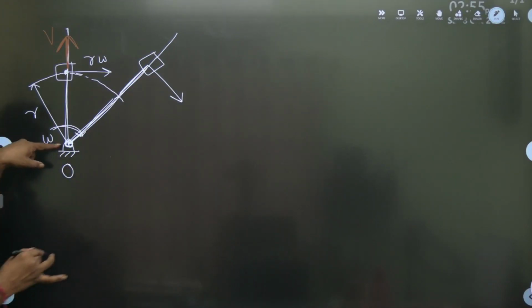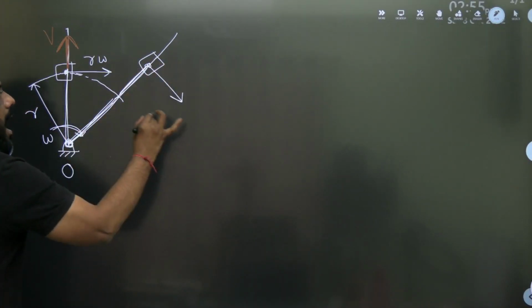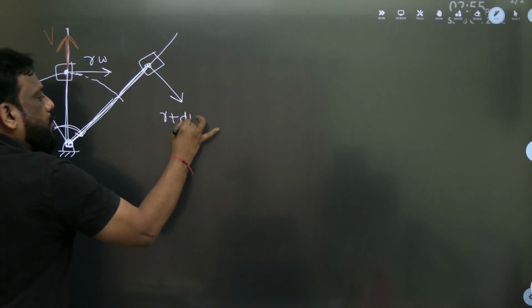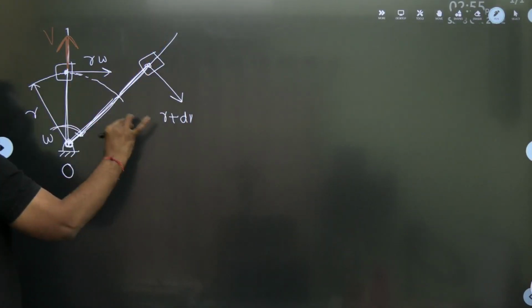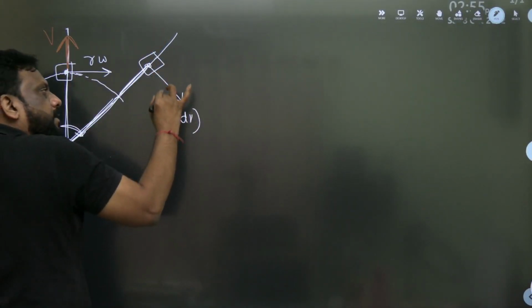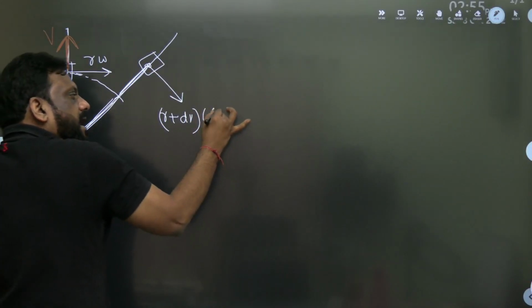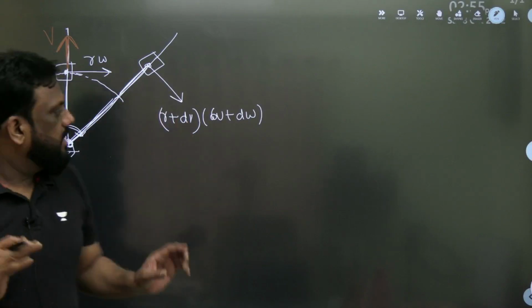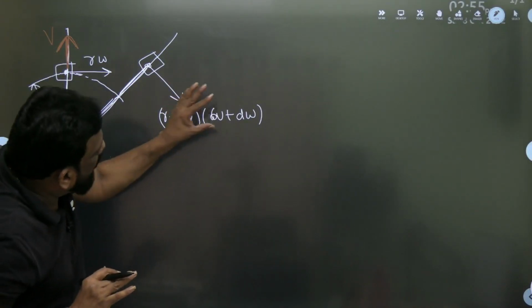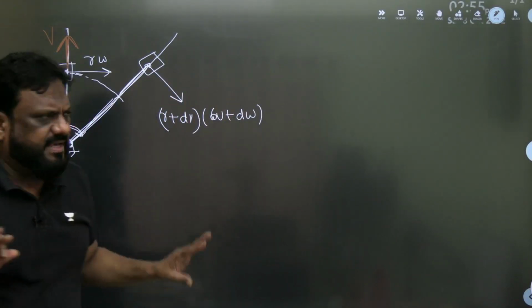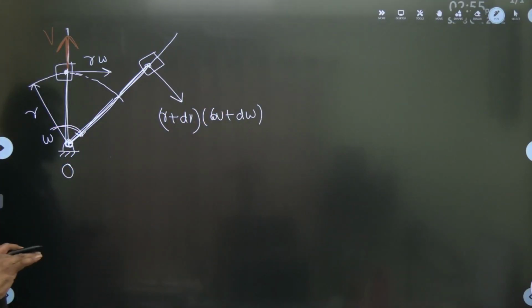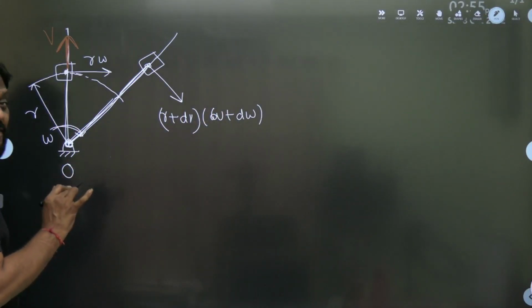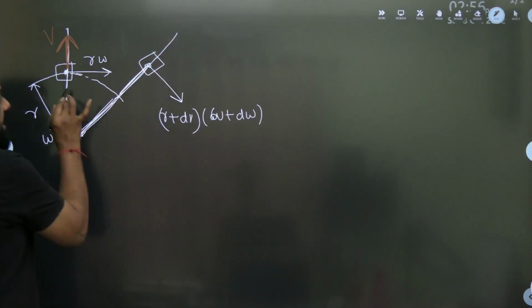It is r omega, but my r for this point is now r plus dr, no more r, because it has shifted, into omega. Now what is the new omega? Omega plus d omega. So actually the tangential velocity is r omega, where my r is r plus dr, and my omega, let us take all complicated cases, is omega plus d omega. Now, dear students, the slider is also sliding.